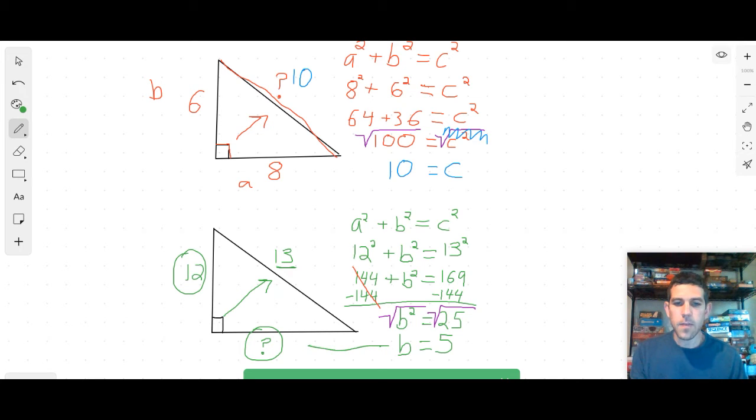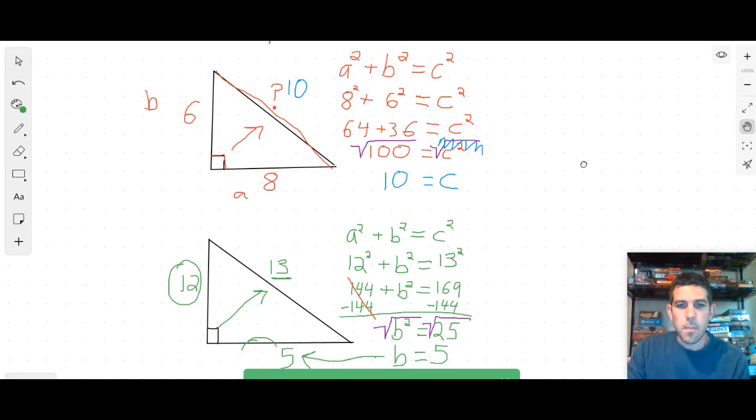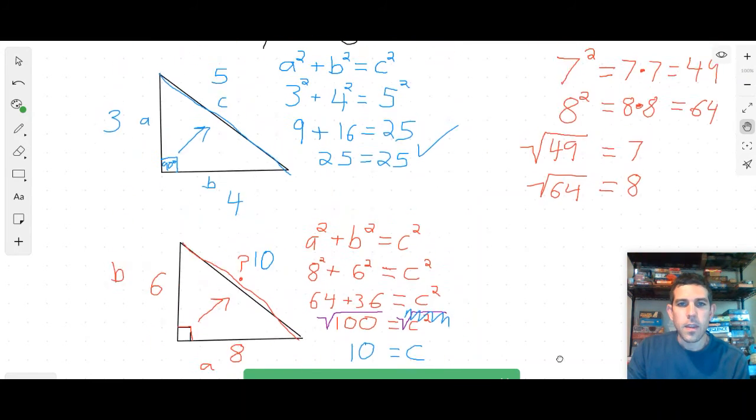Great job. Now we did not figure out the hypotenuse. We figured out that lower leg. It's 5. So we can use the Pythagorean theorem to figure out both the hypotenuse and either of the legs. This will work no matter which leg I gave you, you can figure out the other one. All right, so Pythagorean theorem.